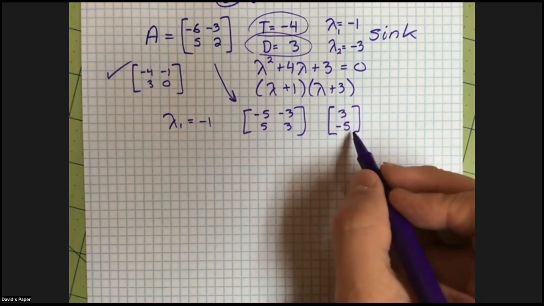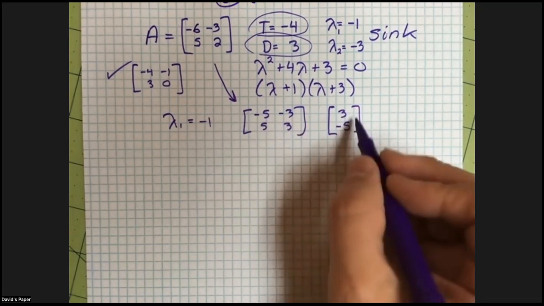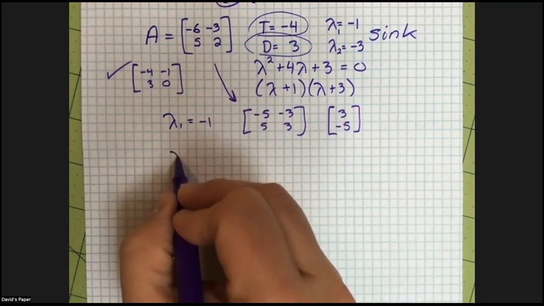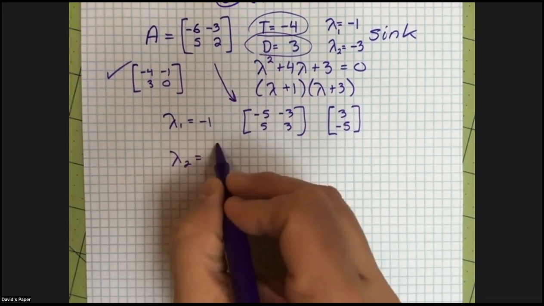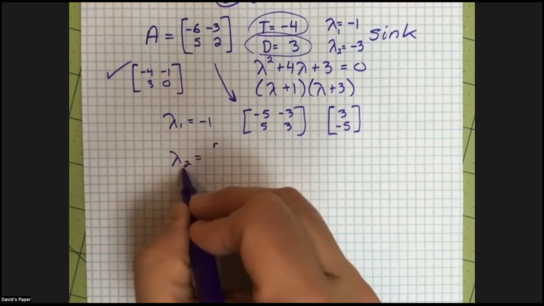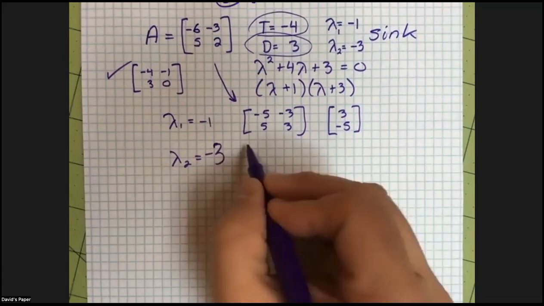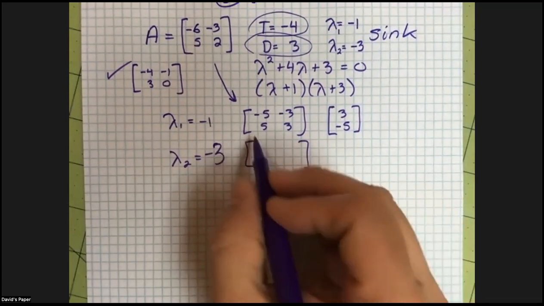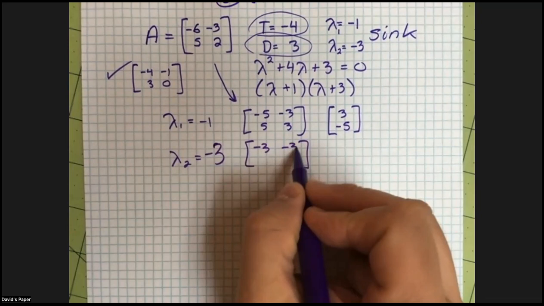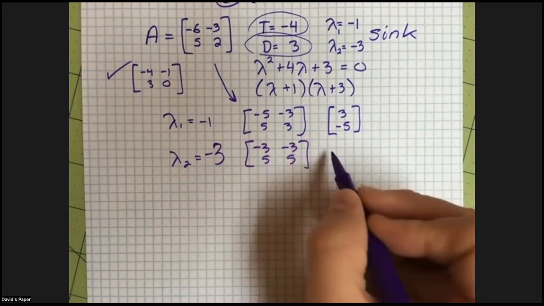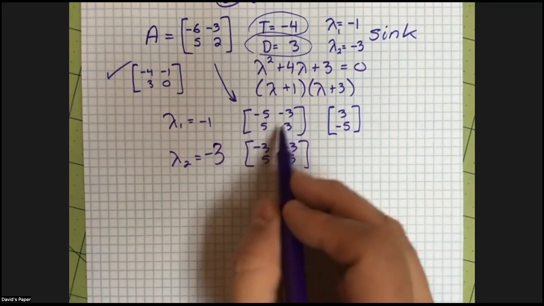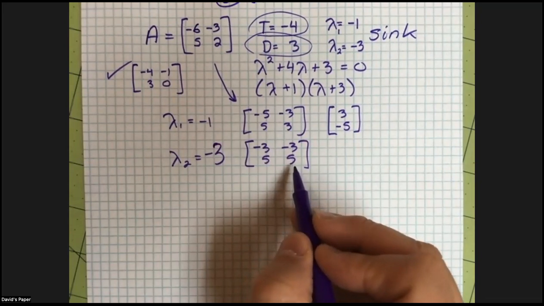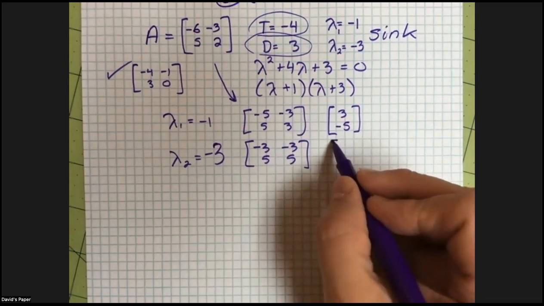I could not select a 1. I could not select a 0. I was stuck. I'll just pick two numbers that have nothing in common. Lambda 2 was minus 3. So subtract minus 3 on the main diagonal. Negative 3, negative 3, 5, 5. If you do this work and the two rows are multiples of each other, then you made an error. So make sure that's in your safety check.